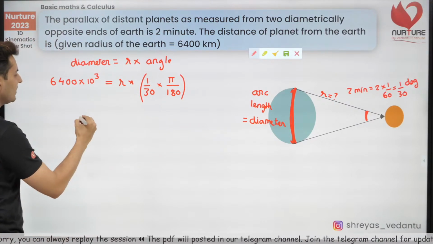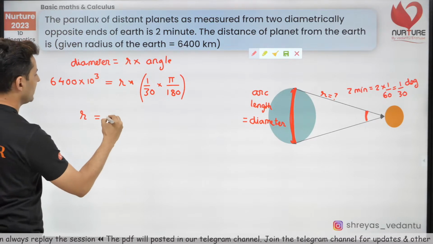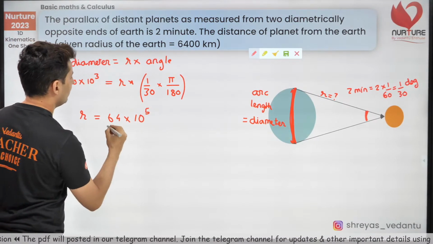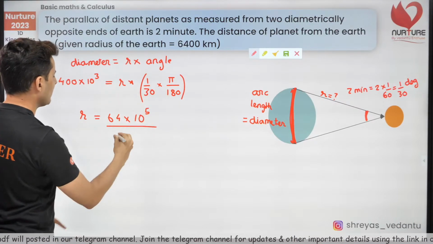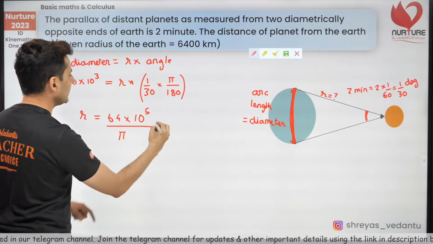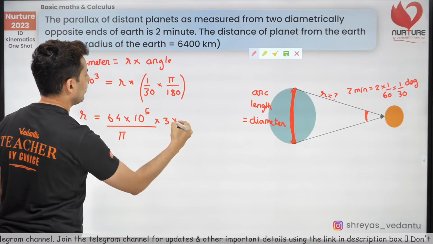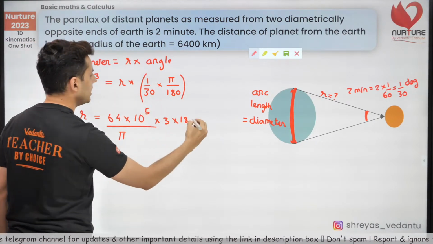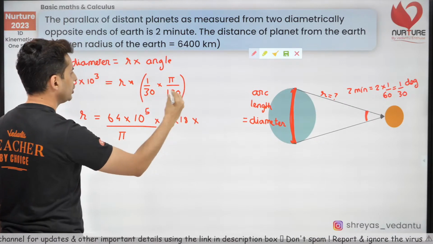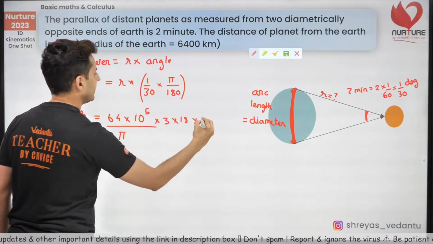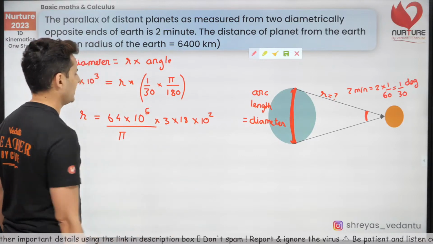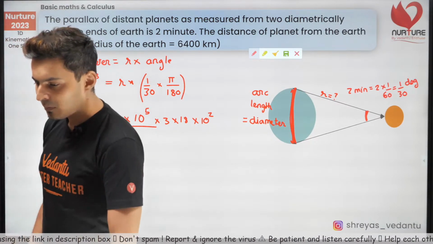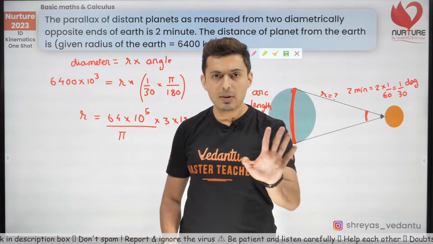That's it. Now you just solve this, and the value of r will be nothing but 64 into 10 to the power 5 divided by, and that pi will come below, and the 3 and 1/8 will go on the top, into 10 to the power 2, and 10 to the power 5 will become 10 to the power 7. So solve this, you will get the answer. Yep, that's it. Understood? Clear, everyone?